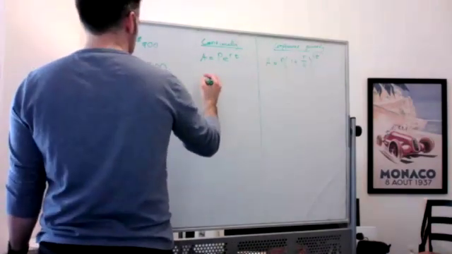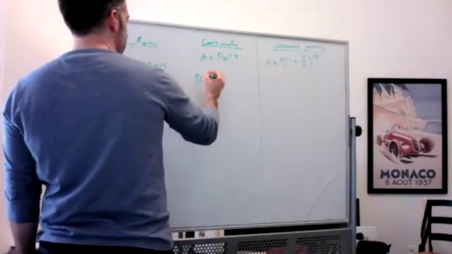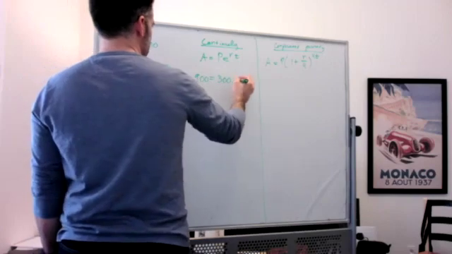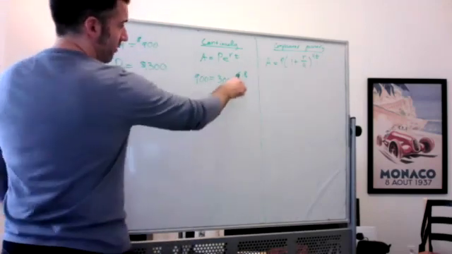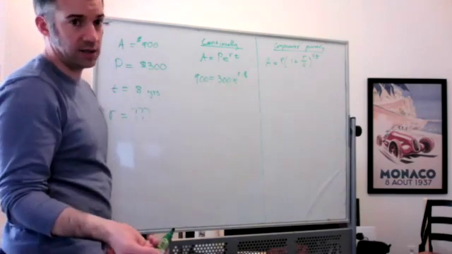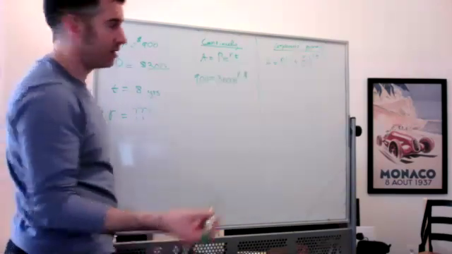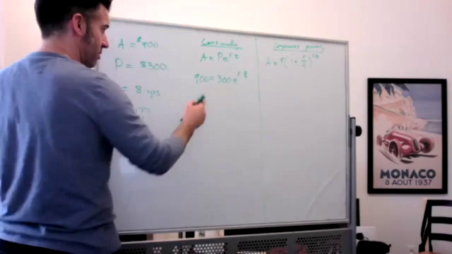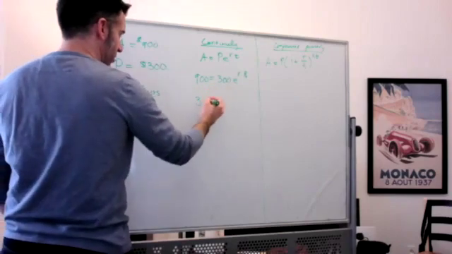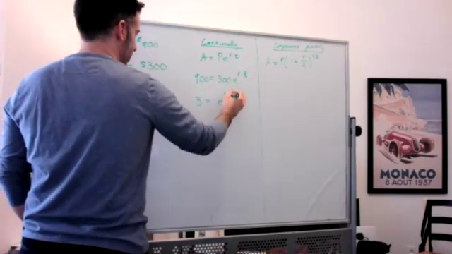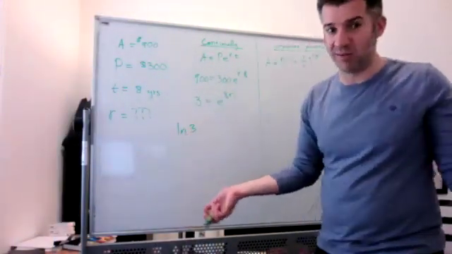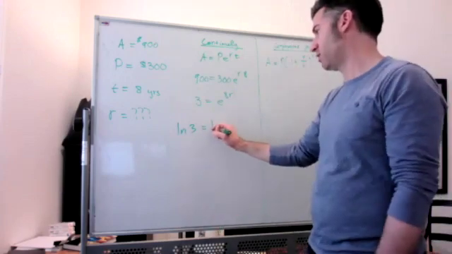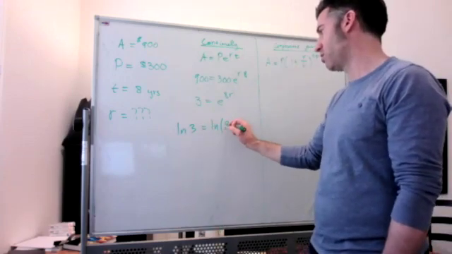So A equals, let's see, 900 equals 300 e to the r times 8. Since I'm trying to solve for r, I know I need to end up taking a log of both sides, after I divide both sides by 300. So 900 divided by 300 is going to be 3. 3 equals e to the 8r. Take the natural log of both sides, or any log you want, but natural log is the one that makes the most sense. Natural log of 3 equals natural log of 8r.